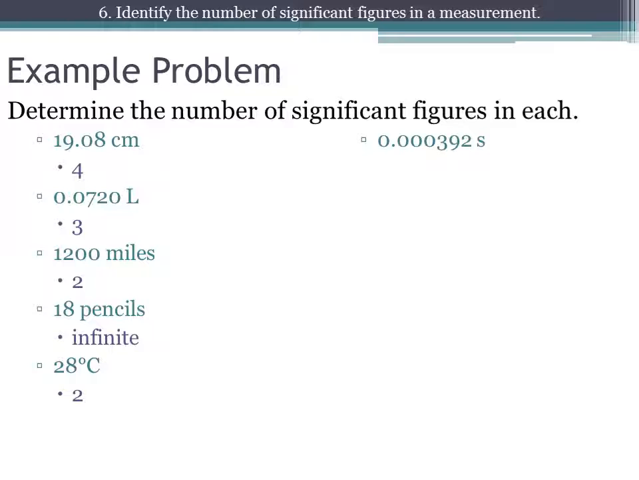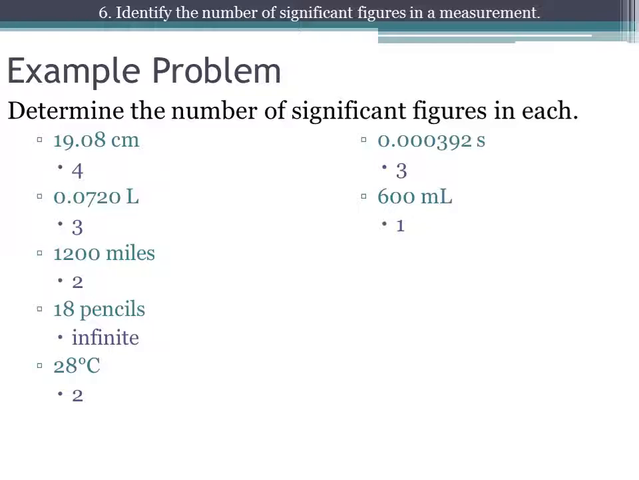0.000392 seconds. The leading zeros, never significant. They're there as placeholders. If we would take those zeros out, it would majorly change the value of the measurement. So here are just 3 sig figs, the 3, the 9, and the 2. 600 milliliters. As that's written, just 1 sig fig. The 2 zeros are there as placeholders.